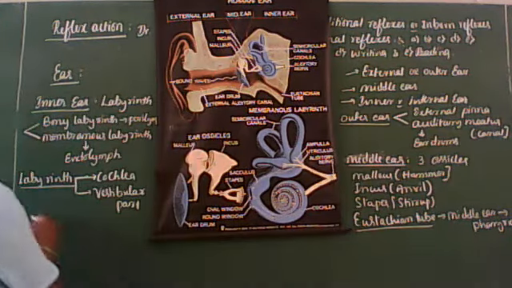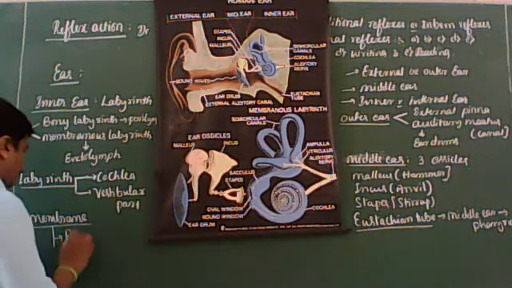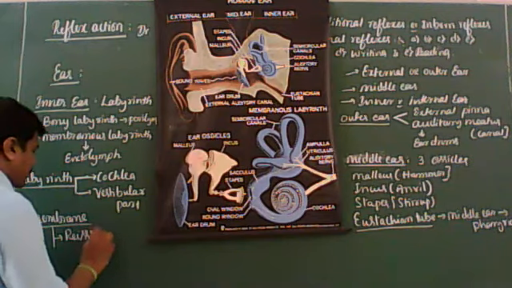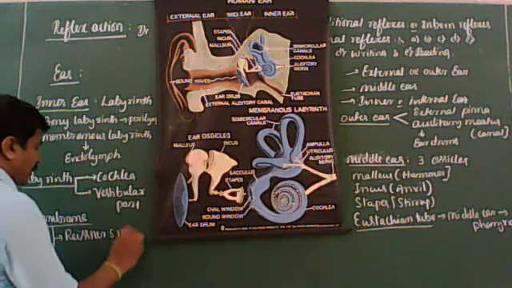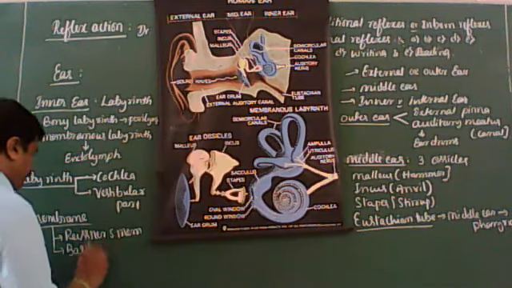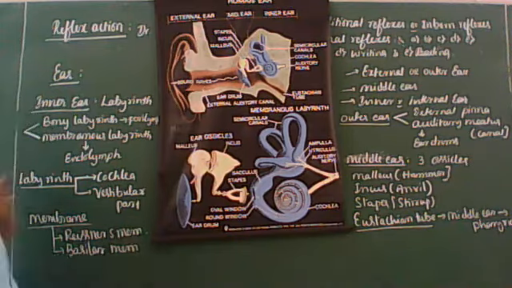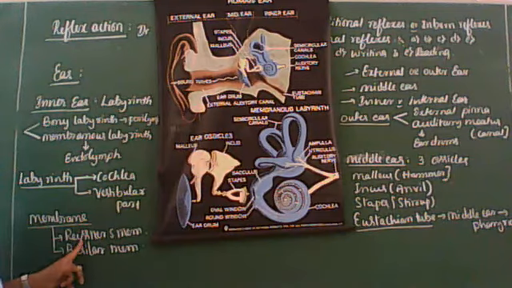The cochlea is surrounded by membrane. This membrane is of two types. They are Reissner's membrane and basilar membrane. These are the two types of membranes. Clear? The cochlea is surrounded by membrane, and the membrane is of two types: Reissner's membrane and basilar membrane.